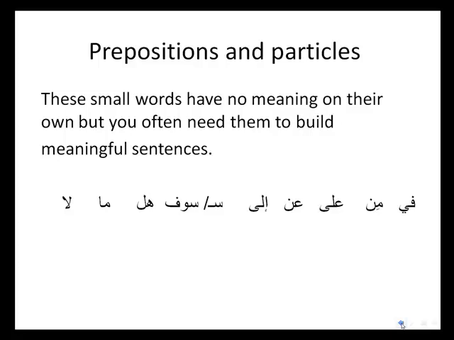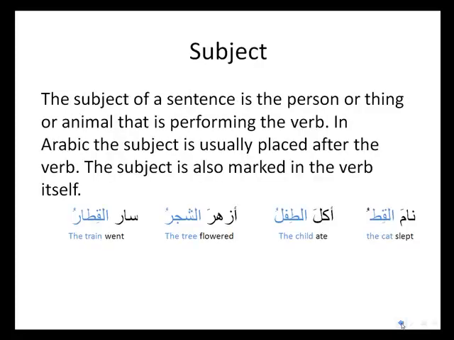The next thing we're going to talk about are subjects. For those of you who have studied grammar a lot before, this will not be something new, but it's still good to repeat. A subject of a sentence is the person or thing, or animal for that matter, who is performing the verb. In Arabic, the subject is usually placed after the verb. So we've got verb, subject, the person or thing performing the verb, and then we'll see on the next page, after that we have the object.